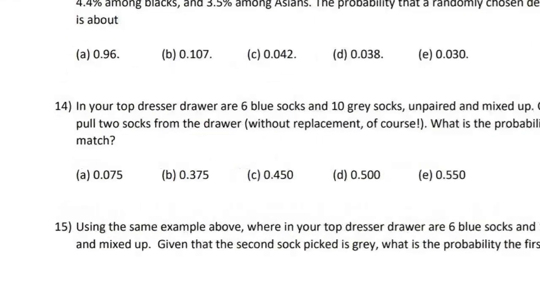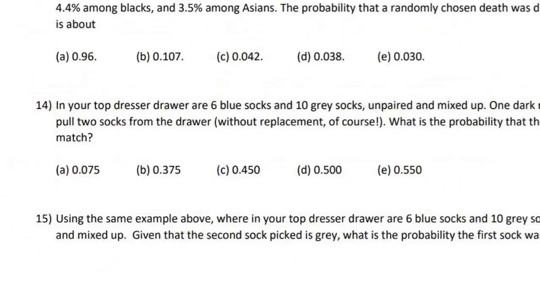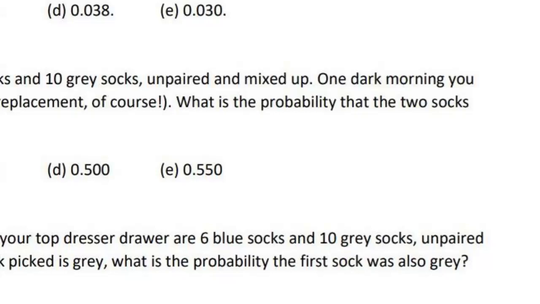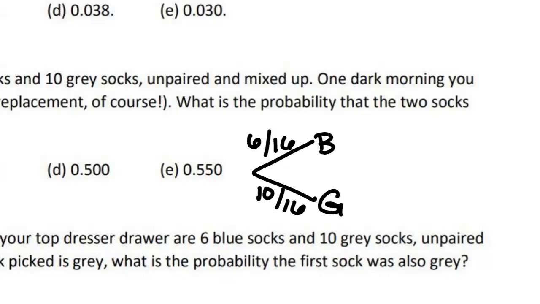Well, when you reach in the drawer, what can happen? What are the possibilities when you reach into that drawer? So how many socks total? 16 socks total. So we can pick out a blue sock, which would have a probability of 6 out of 16, or we can grab a gray sock, which would have a probability of 10 out of 16.